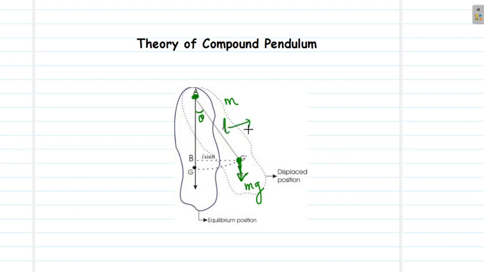We say this L as the length of the compound pendulum, which is defined as the distance between the point of suspension and the center of gravity. Here, this particular length represents the length of the compound pendulum. It is not the physical length of the pendulum. It is the distance between the center of suspension and the center of gravity.